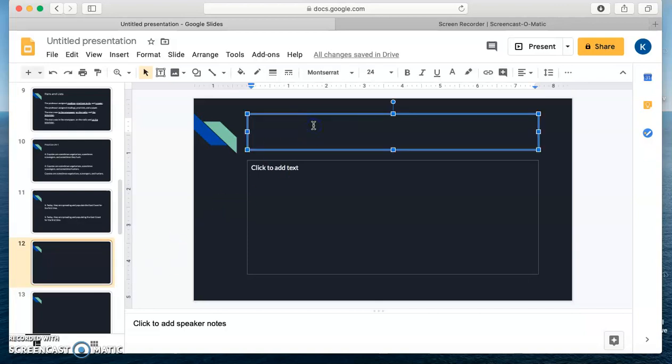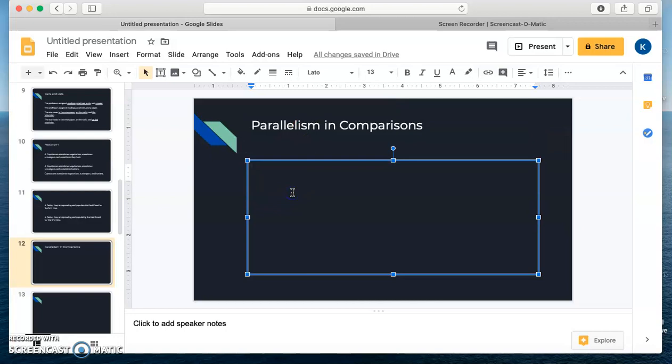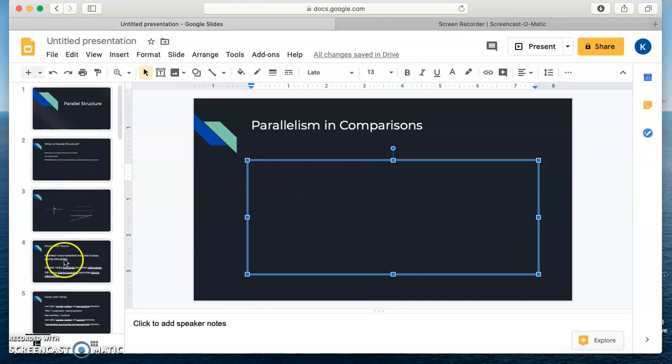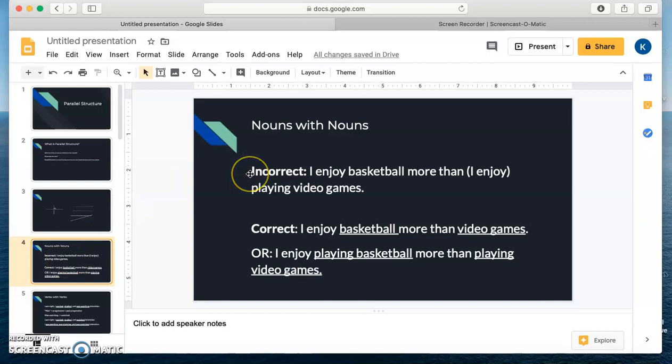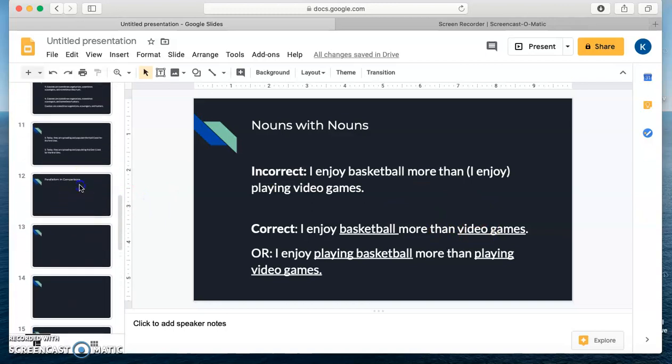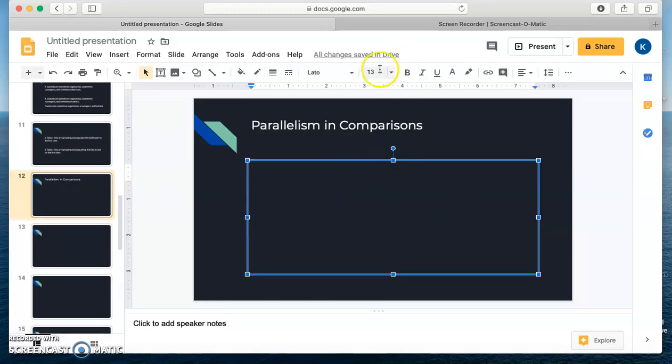So, moving forward, I want to talk about parallelism in comparisons. If you'll reference video 1, way back early in video 1, I made mention that we would eventually be getting to this topic because our very first sentence with our nouns with nouns is a comparison. I enjoy basketball more than video games. Well, moving all the way back down here to parallelism and comparisons.